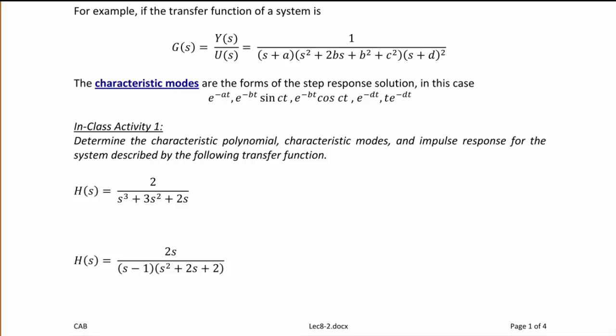Now let's try an example. Determine the characteristic polynomial, characteristic modes, and impulse response for the system described by the following transfer function: 2 over s cubed plus 3s squared plus 2s. So the first thing we do is we factor the denominator. The denominator factors and we get 2 over s times (s squared plus 3s plus 2), which factors into 2 over s times (s plus 1) times (s plus 2).